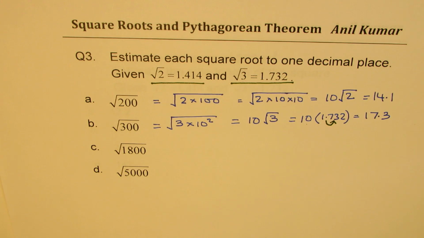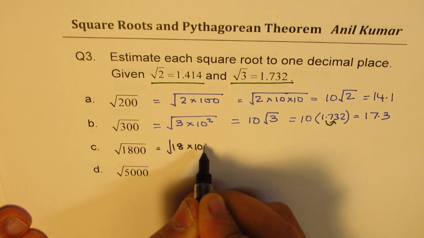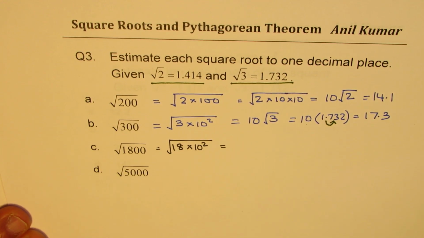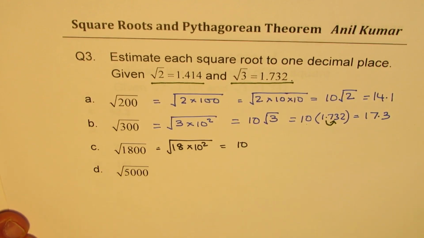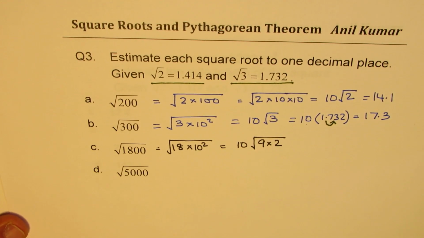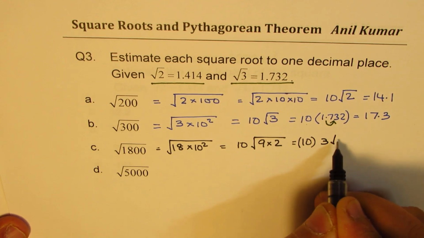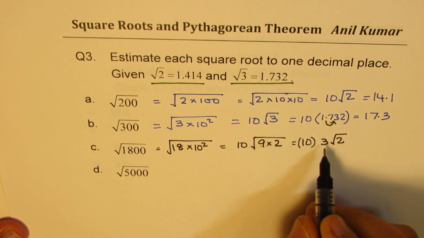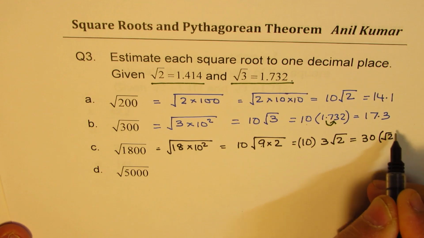Now you can pause the video, answer the question and figure out, or rather estimate square roots of 1800 and 5000. Okay, I will do it like this. I will write 1800 as 18 times 10 square. 10 square is 100. So get used to squares and square roots. So for 10 and we have 18, but do you know 18 could have been written as 9 times 2? 9 is a perfect square, square of 3. So I could write this as 10, right? And 9 is 3 square root 2. Because 9 is 3 square. So we get 30 times square root 2. Do you see that? So we get 30 times square root 2.